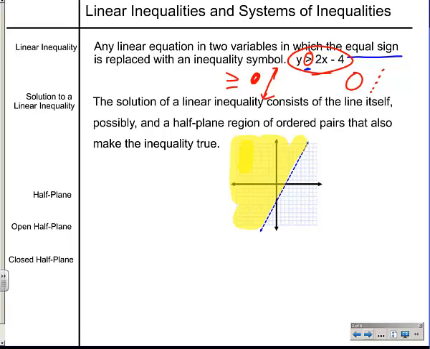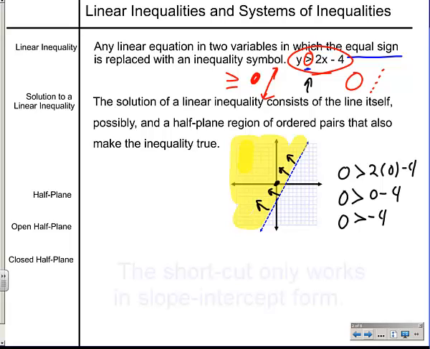Now the region above the line actually contains the solutions. To check that, pick a point. Let's say I pick this point right here, which is 0, 0. When I substitute those values in for x and y, I get 0 is greater than 2 times 0 minus 4. 0 is greater than 0 minus 4. 0 is greater than negative 4, and that is true. And if that's true, you shade in the direction of that point, which would be on this side of the line. Now there is sort of a shortcut to this.